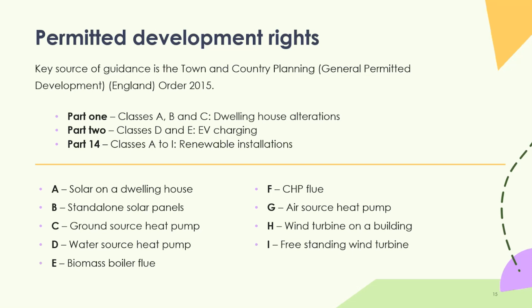Classes D and E focus on EV charging, and classes A to I on renewable installations. So they cover things like solar on a dwelling house, standalone solar panels, ground source heat pumps, water source heat pumps, biomass boiler flues, CHP flues, air source heat pumps, wind turbines on a building, and freestanding wind turbines. So they cover off most of the requirements that you would have for retrofit.